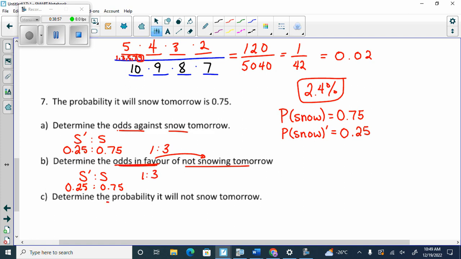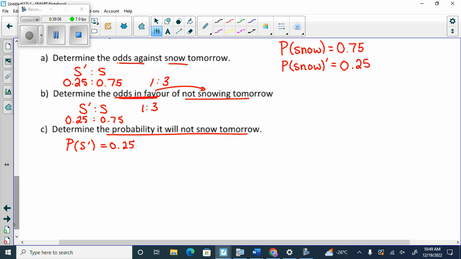Now they want the probability it will not snow. Well, that was easy. Then we're going to flip to our notes. Everyone's opening their notes.